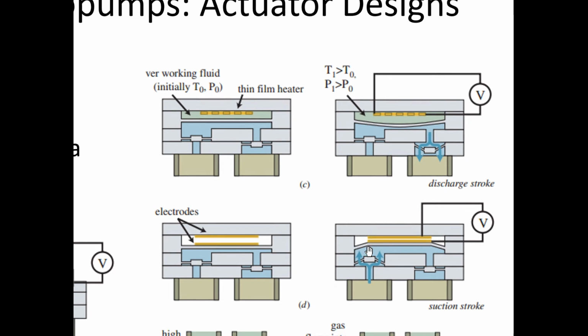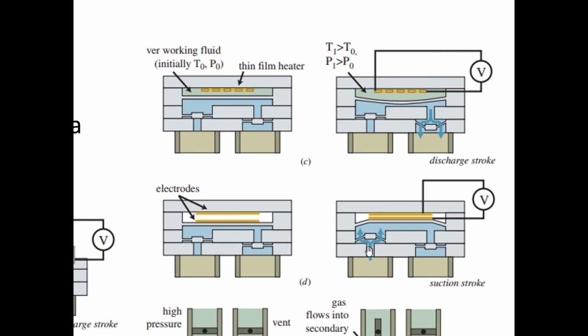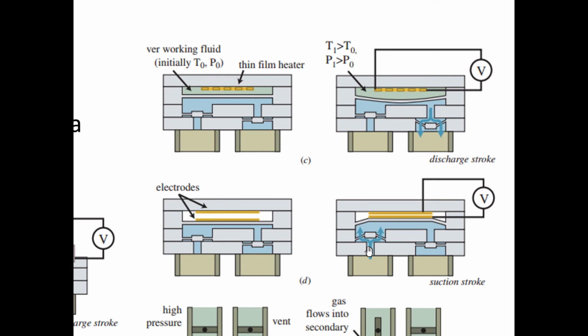All right, another example of an actuator design is what's called thermopneumatic. Let's say you have a working fluid that's initially at a certain temperature and a certain pressure. And then you have a thin film heater in there. Okay, so this region there's a heater. When you apply electric current to that heater, it heats up. When it heats up, it changes the pressure of the working fluid. Right, so you're basically heating up and increasing the pressure. PV equals nRT. Remember the ideal gas law. If you're working with gases, then that's the relevant rule there.